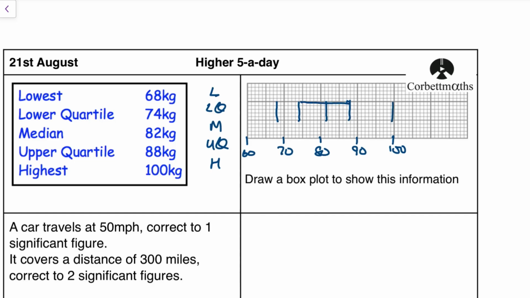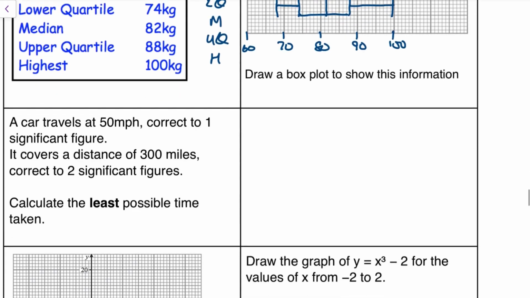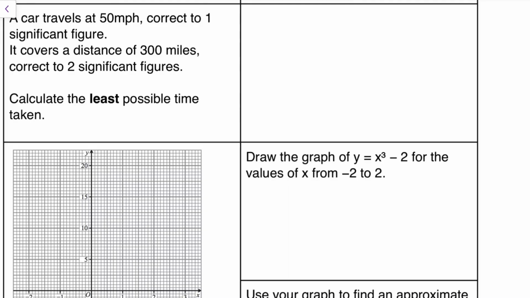I'm going to join the middle up with a rectangle, and then I'm going to create whiskers over here, and that is going to be my answer for a fairly easy question. What would that be in the exam? 2 or 3 marks. 2 marks. Question done.